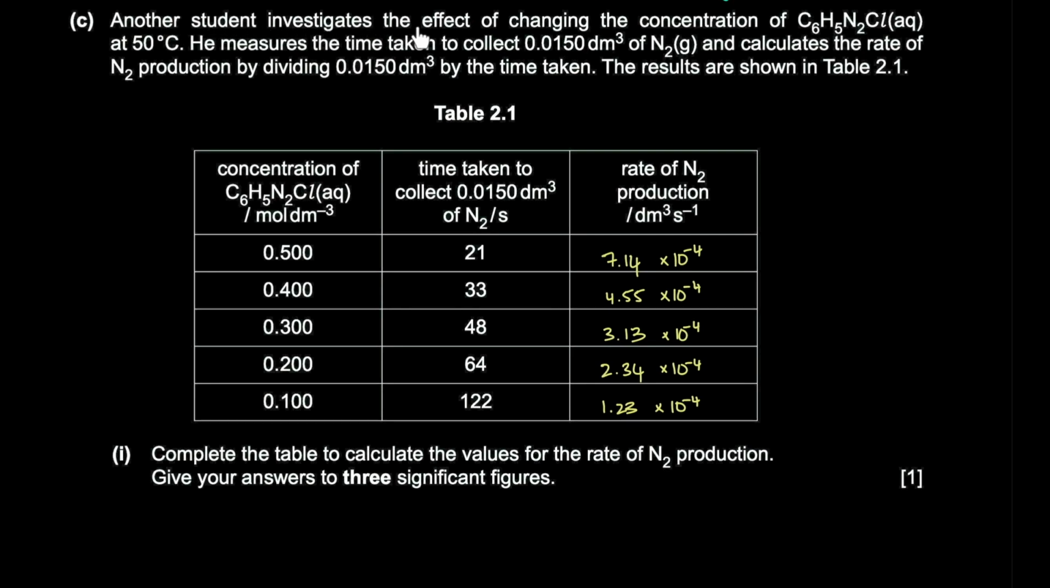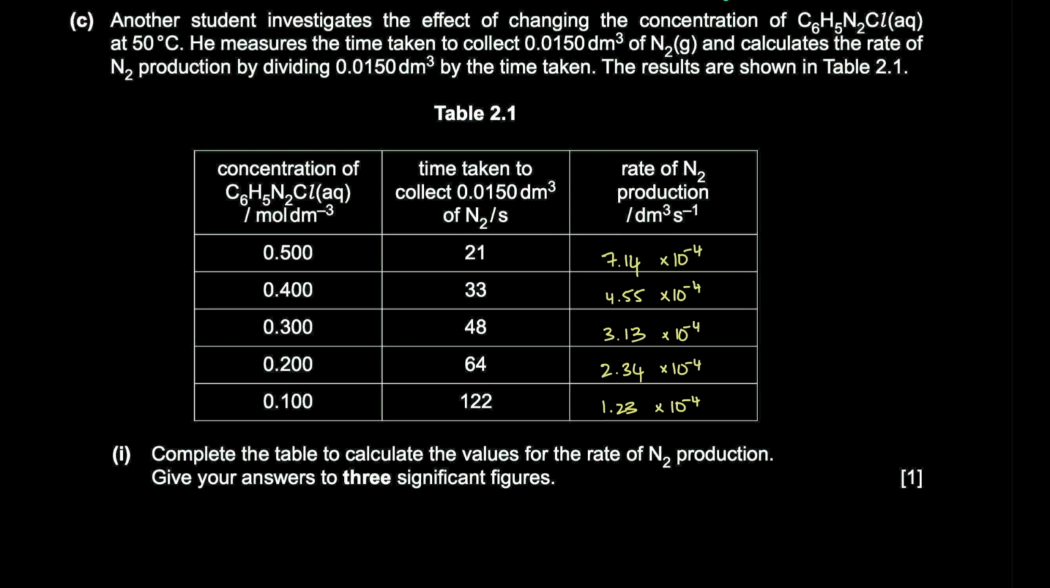Another student investigates the effect of changing the concentration of the diazonium salt at 50 degrees Celsius. He measures the time taken to collect 0.015 dm³ of nitrogen gas and calculates the rate of nitrogen production by dividing 0.015 by the time taken. So that will give you the rate in dm³ per second. The results are shown in table 2.1.